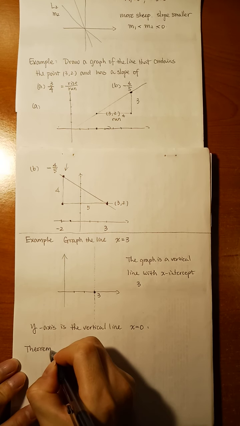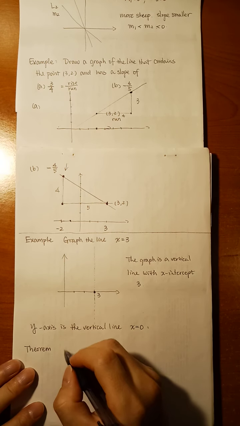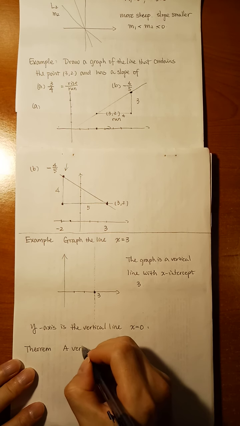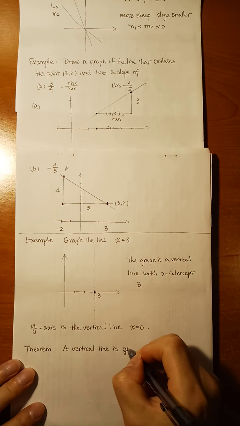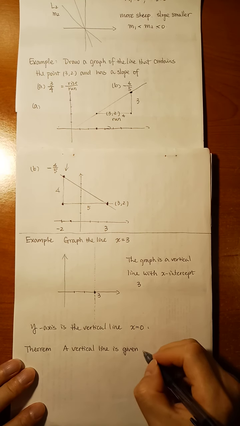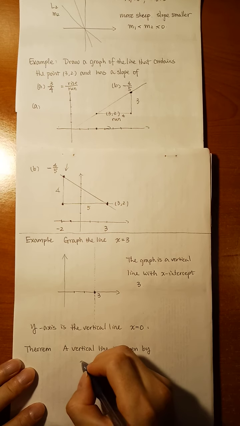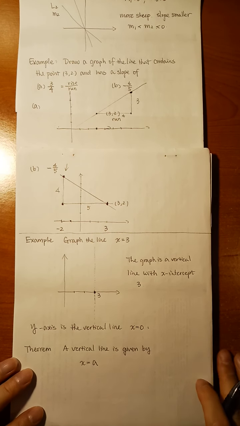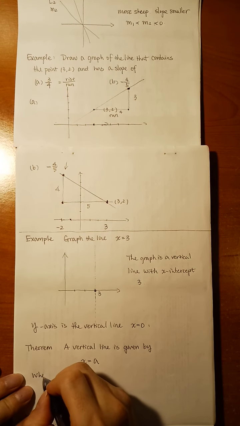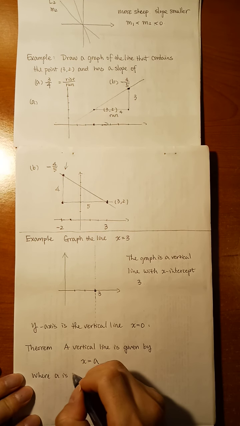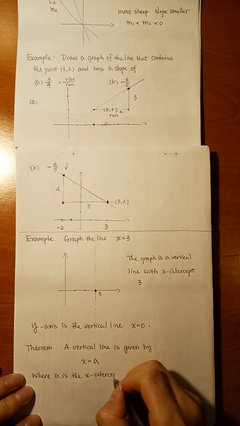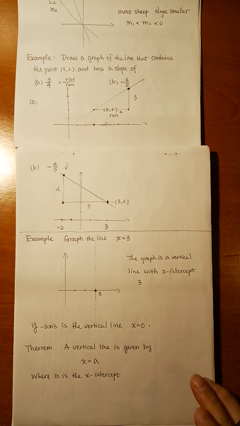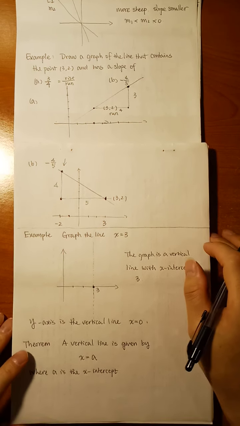In the textbook, they list it as a theorem. A vertical line is given by x equal to a, where a is the x-intercept. So all the vertical lines will have such an equation.